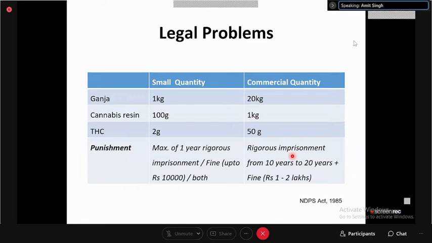So, quantities are defined, small quantity and commercial quantity. If a person is in possession of ganja up to 1 kg, the person is said to have a small quantity of ganja, and they can be punished with up to 1 year rigorous imprisonment or a fine up to rupees 10,000 or both. For a person having 20 kg ganja, the person is said to possess a commercial quantity of ganja. For that, a person may get a rigorous imprisonment of about 10 to 20 years, and they can be fined up to 1 to 2 lakh rupees. Similarly, for resin, it is 100 gram and 1 kg, and for THC, it is 2 gram and 50 gram.